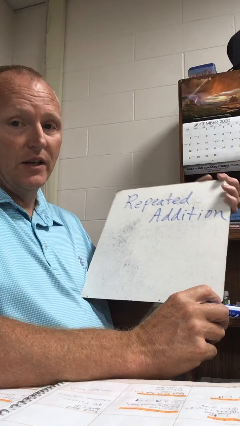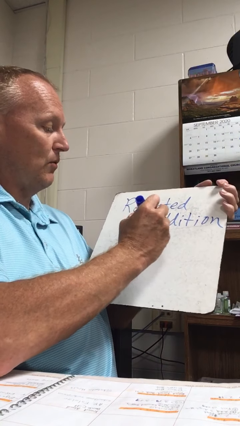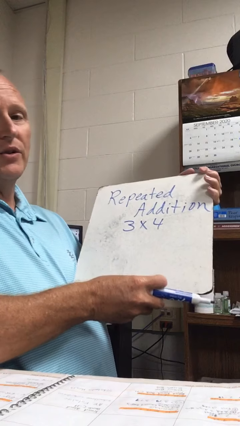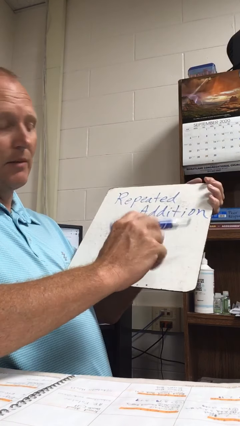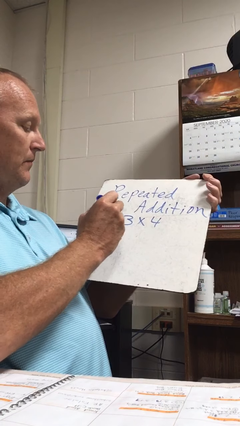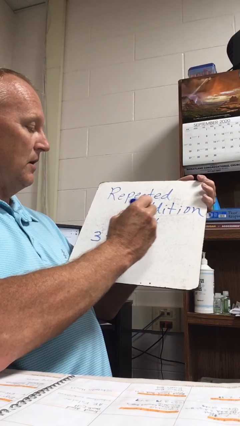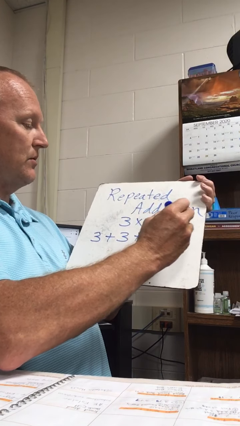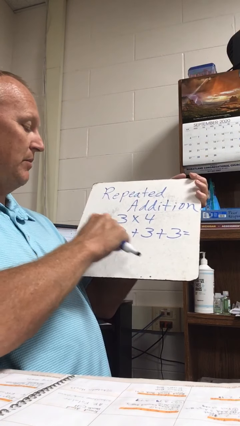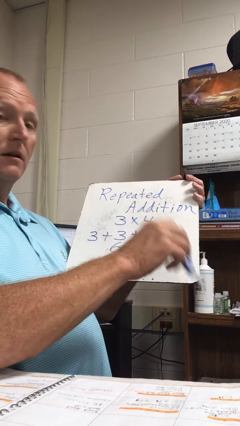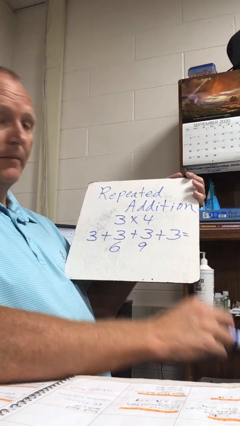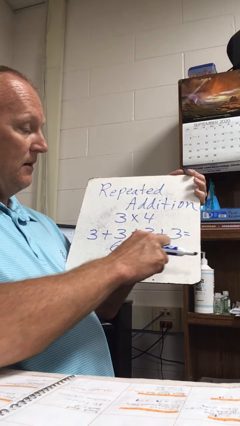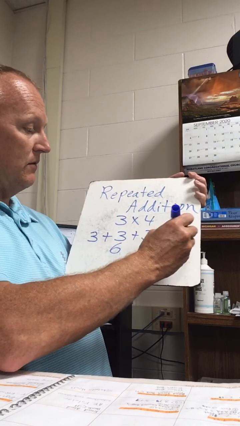Okay, repeated addition. So let's do 3 times 4 again. Okay, so you add 3 4 times, or you could add 4 3 times. It's up to you. Let's go 3 plus 3 plus 3 plus 3. Okay, so 3 plus 3 is 6. Plus 6 plus 3 more is 9. And then 9 plus your last 3 is 12.